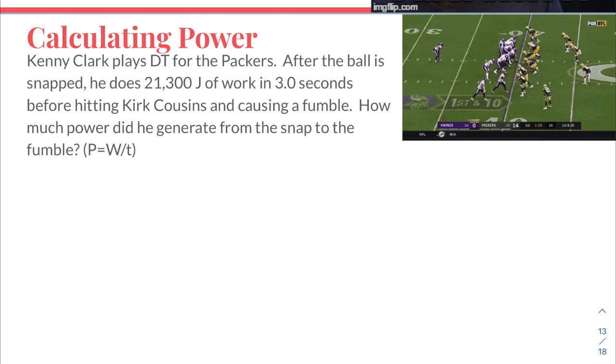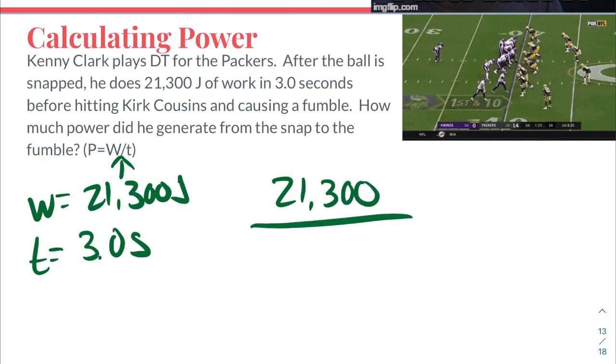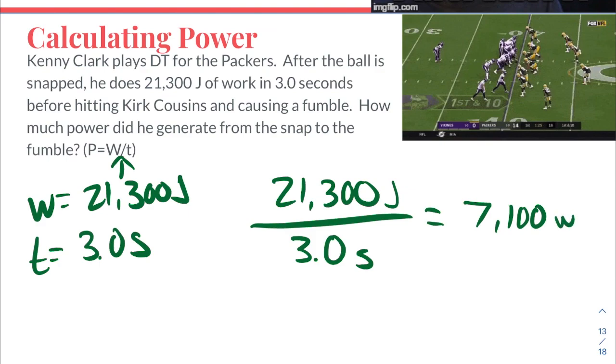So what we know in this one is the amount of work is 21,300 joules, and the time is 3.0 seconds. We're going to substitute that into our equation: 21,300 divided by 3.0 seconds. Punch that into your calculator, and you get 7,100, and this is watts. Sig figs: we got 3, we got 2, we have 2 in our answer, so we're good.